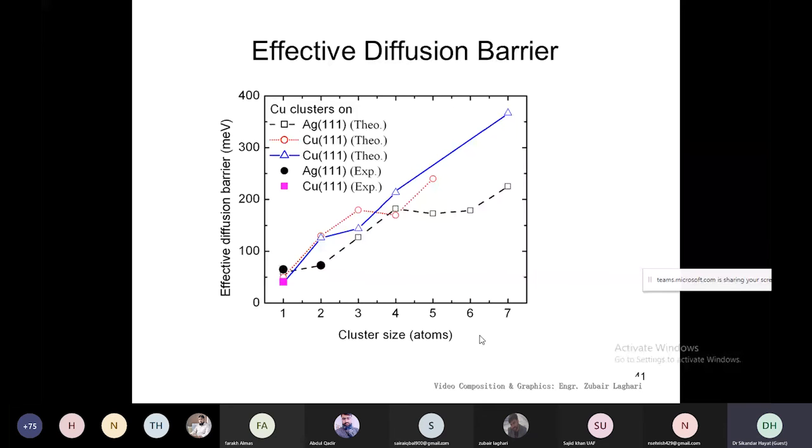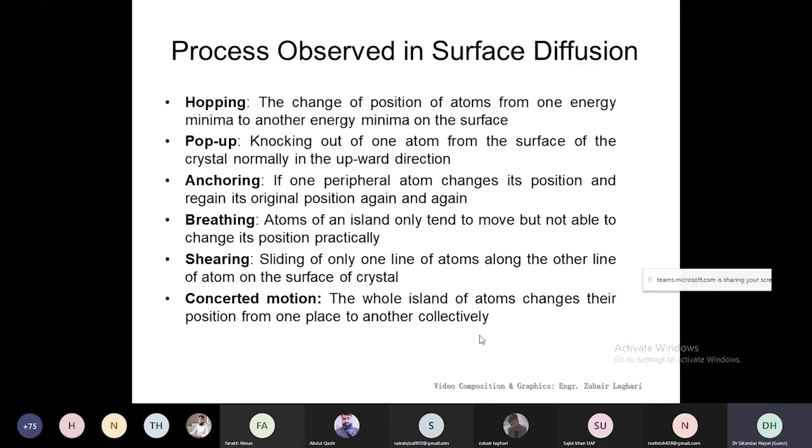Processes: the number of processes observed in the surface diffusion, hopping, the change of the position of the atoms from one energy minimum to another energy minimum on the surfaces. We have some idea about the surfaces. If we consider one surface of FCC, it carries some energy minima, and atoms sit on the minimum energies, not on the maximum energies. So some energy barrier is required to go to the next energy minimum.